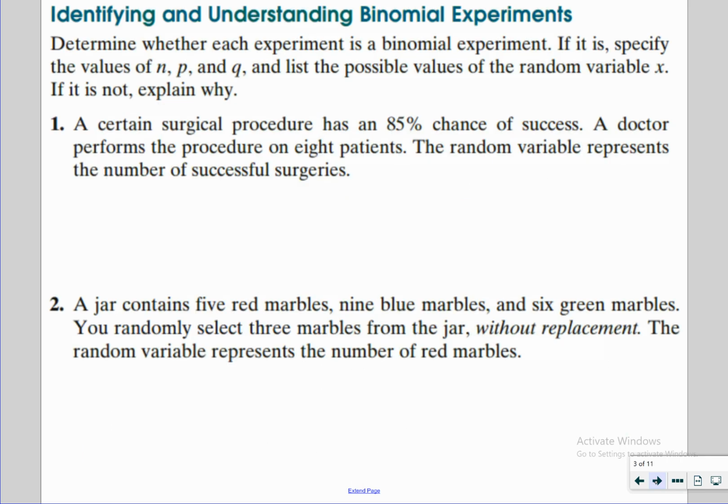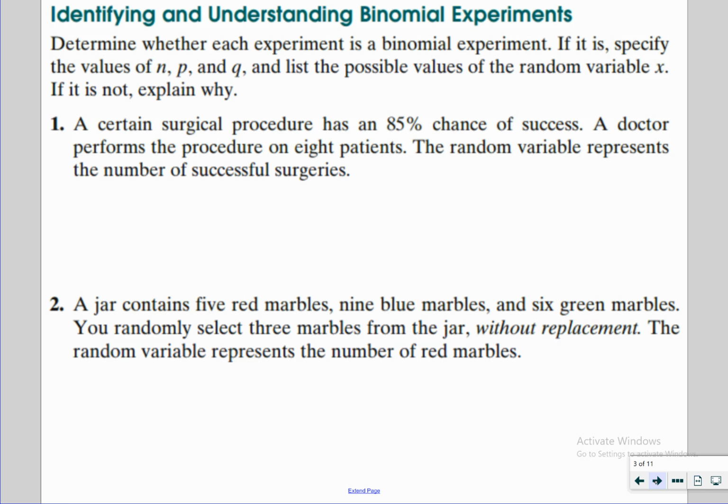All right. So I think this is the first one I've got on your slides there. So it says, determine whether each of these experiments is a binomial experiment. If it is, specify the values of n, p, and q, and then list the possible values of X. If it is not, explain why. Okay, so the first one is, a certain surgical procedure has an 85% chance of success. A doctor performs the procedure on 8 patients. The random variable represents the number of successful surgeries.